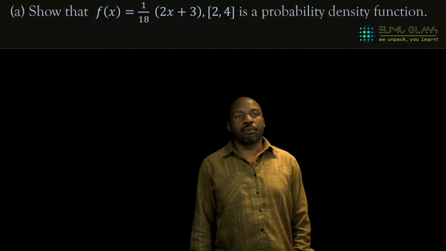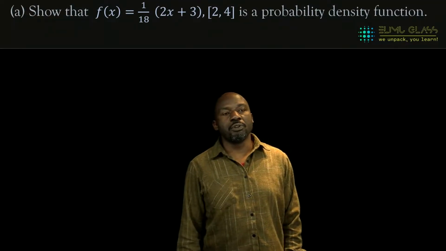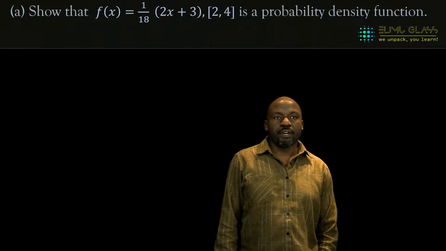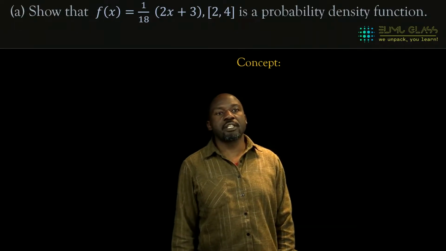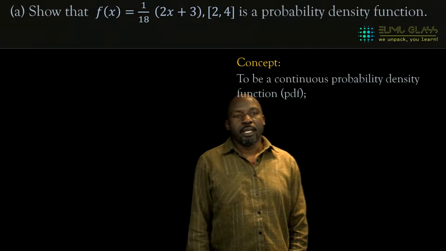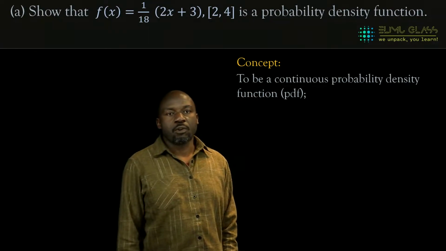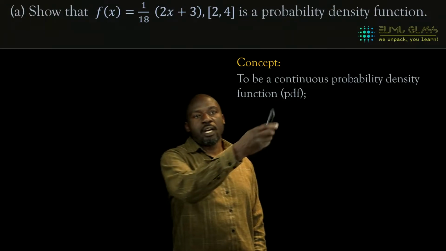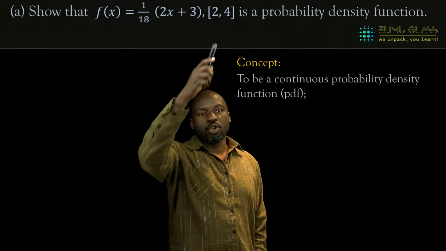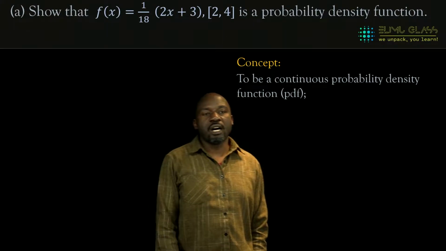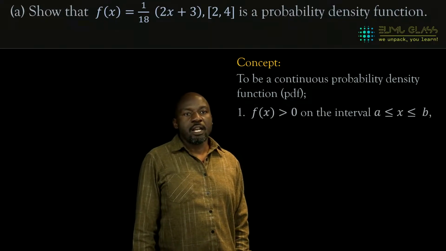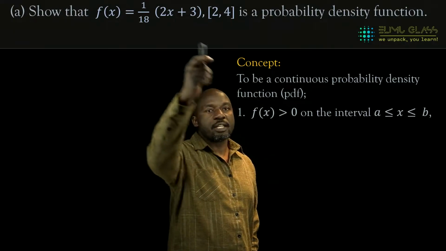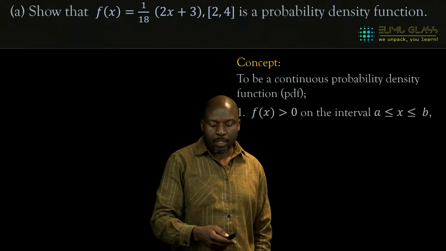So to show that this is a probability density function, there are a few things we need to know, properties of a probability density function. So for a function f to qualify as a probability density function, it has to satisfy the following conditions. One is that the function, when we sketch it or when we graph it, it has to be above the x-axis for the interval that is given. So between 2 and 4, that function needs to be above the x-axis, which is to say that f of x has to be greater than 0 on the interval a and b, where in our case a is 2 and b is 4. That's the first condition.